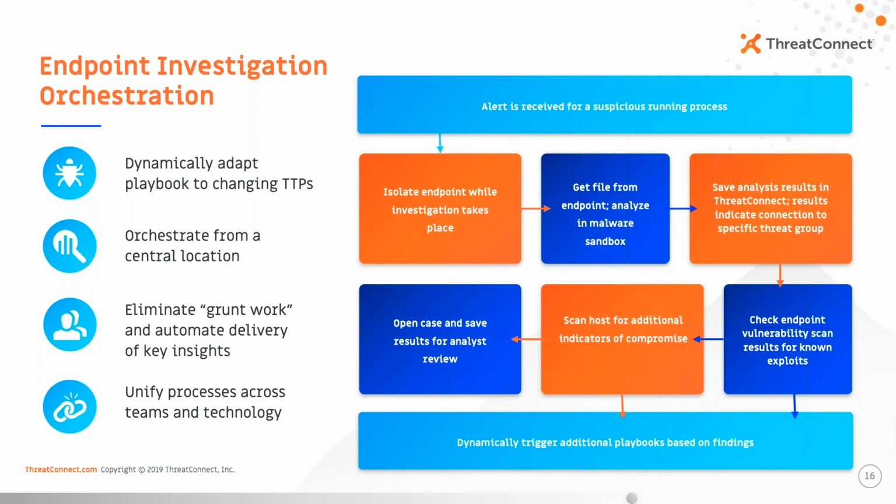It's going to get the file automatically from the endpoint. It's going to send it out to our malware sandbox tool. Those results are going to be saved in ThreatConnect, and our playbook then can tell whether there's a connection to a specific threat group or other incidents or any other intelligence that's in ThreatConnect. The collected intelligence is going to indicate that the threat is known to target specific CVEs and perhaps has additional indicators of compromise that it's known to have used in the past, right?